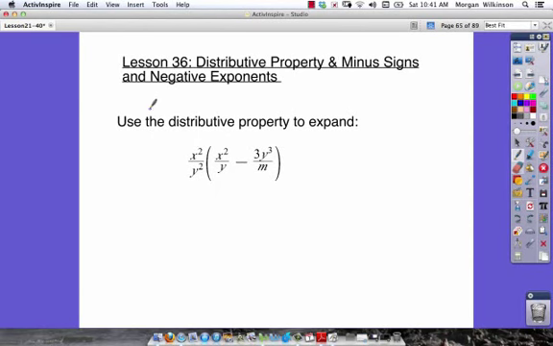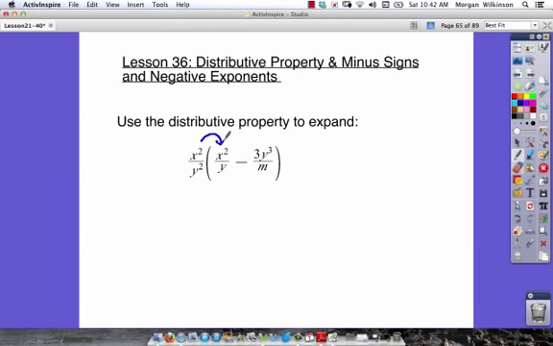Lesson 36 is about the distributive property and minus signs and negative exponents. Our first problem asks us to use the distributive property to expand. So, with our problem here, we're going to use that distributive property to make this bigger. We're going to expand it out.